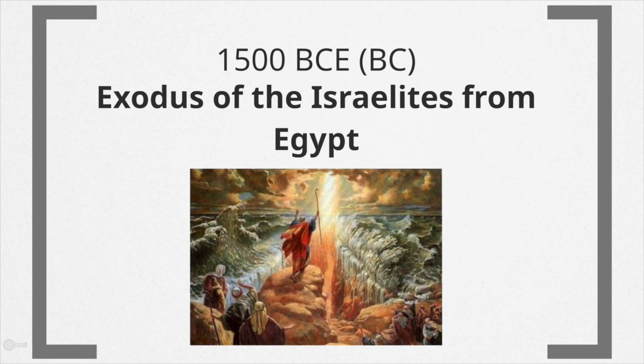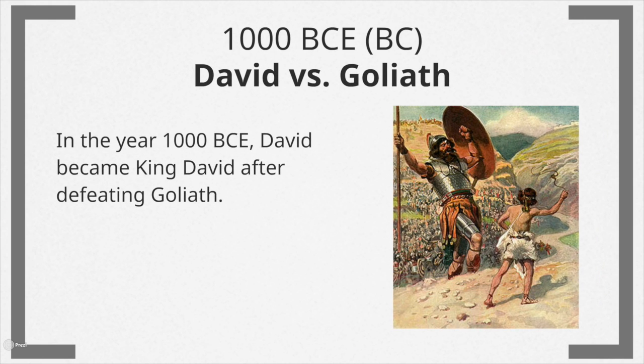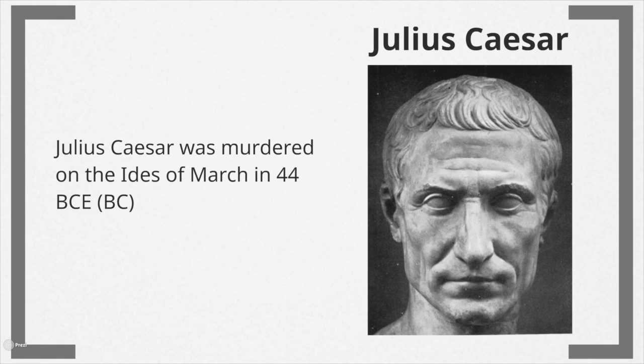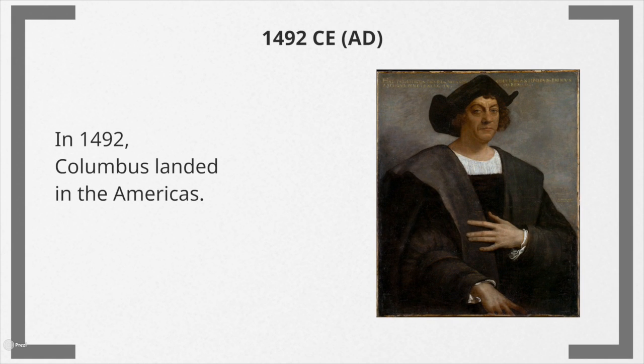In the year 1500 BCE, that's before the Common Era, or year 0, the Jews fled Egypt in what later became known as the Exodus. In the year 1000 BCE, David became King David after defeating Goliath. You can see him there with his slingshot. And here we see in the year 44 BCE, or before the Common Era, Julius Caesar was assassinated on the Ides of March. And finally, 1492 CE, Common Era, also known as AD, Columbus landed in the Americas.